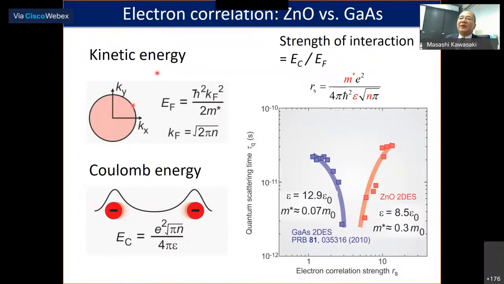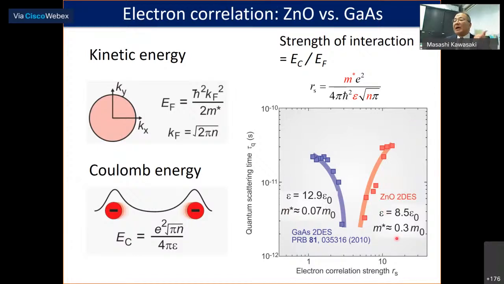One is kinetic energy or Fermi energy, and the other is Coulomb energy, which is the electron repulsive force. The kinetic energy scale is that you are pushing the electron to move, and Coulomb energy is the energy with which you are trying to stop electron motion. And this ratio is the so-called Wigner-Seitz parameter, rs. rs is just a ratio of these energy scales, and it ranges from 1 to 10 in conventional gallium arsenide 2-dimensional electron gas, and here the other side is the zinc oxide case.